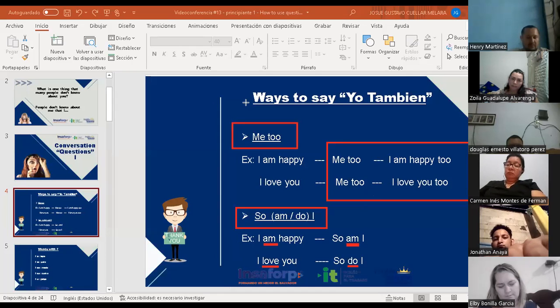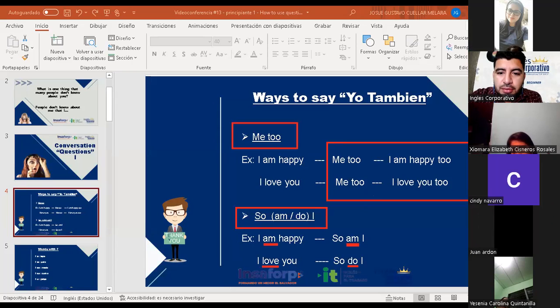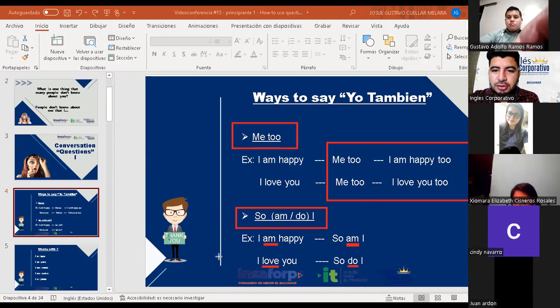Creo que todos pasamos. Okay, so just to remember, solo para recordar, verdad, que esto es parte del vocabulario que ustedes pueden estar necesitando en el sentido de que hay una conversación y todo eso.